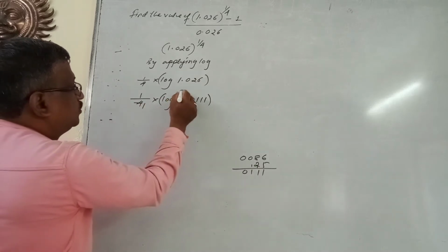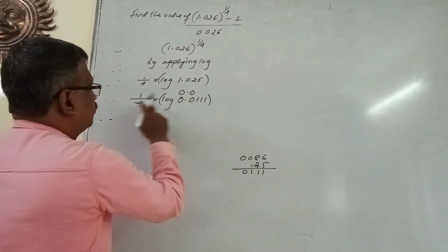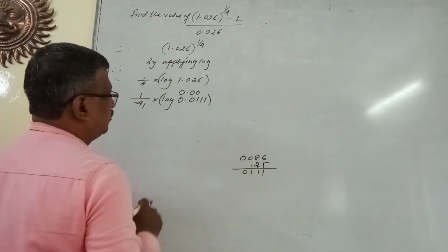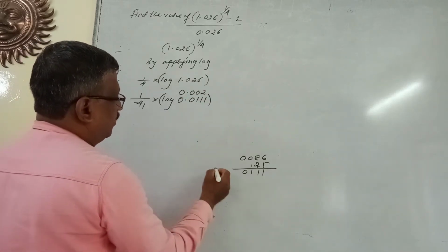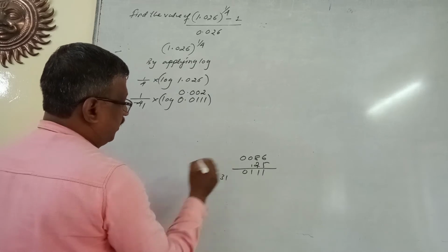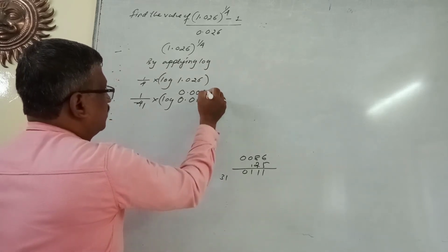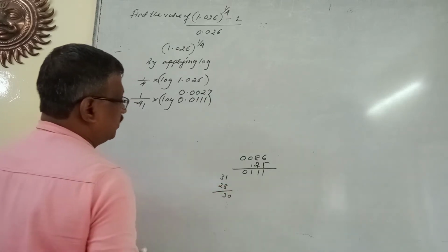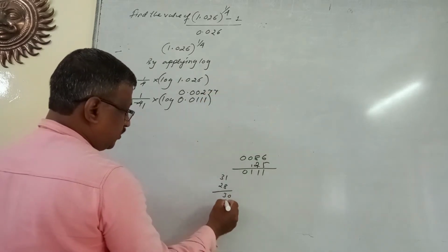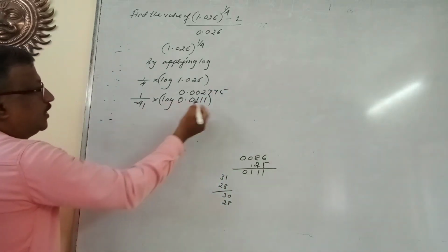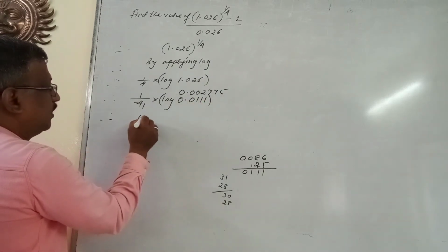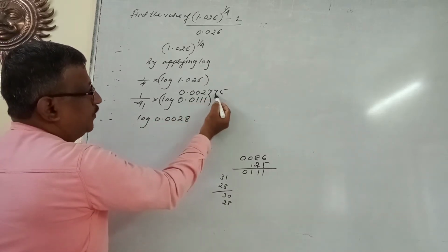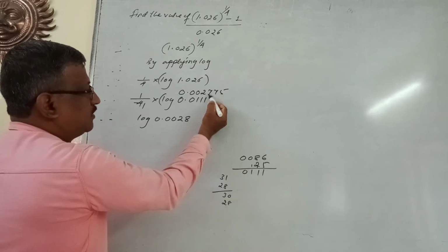So 4 ones are 0, 0, right? 1 is not divisible by 4, so again you take 0. Take the next digit, it is 11. So 4 2s are 8. Balance is 3. Then take the next digit 1, 31. So 4 7s are 28. Balance is 3. Take 0. So again 4 7s are 28, and 4 5s are 20. So we are correct up to the first 4 decimals. So take approximately log of 0.00228, right? First 4 digits. The fifth digit is 7, so increase the fourth digit by 1. So instead of taking 7, you take 8.